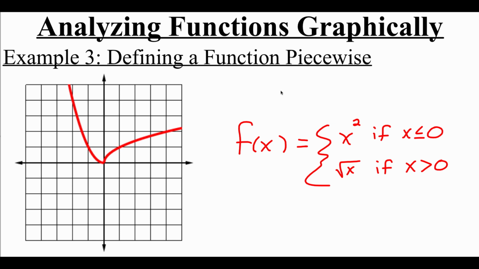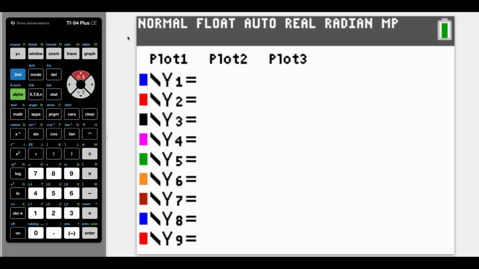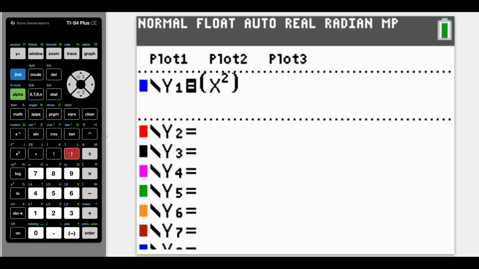Now there is actually a way for us to type in these piecewise-defined functions on our calculator. So I'm in my y equals screen with my calculator, and I want to type in that first piece, that x squared, for x values that are less than or equal to 0. Now what we're going to do is we're going to take our function that we're typing in and put it inside of parentheses. So I'm going to go parentheses and then x squared, and then I'm going to close up my parentheses.